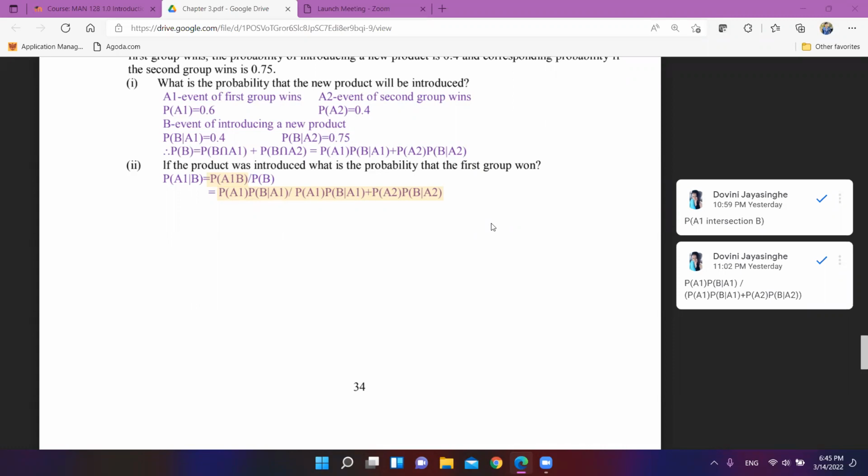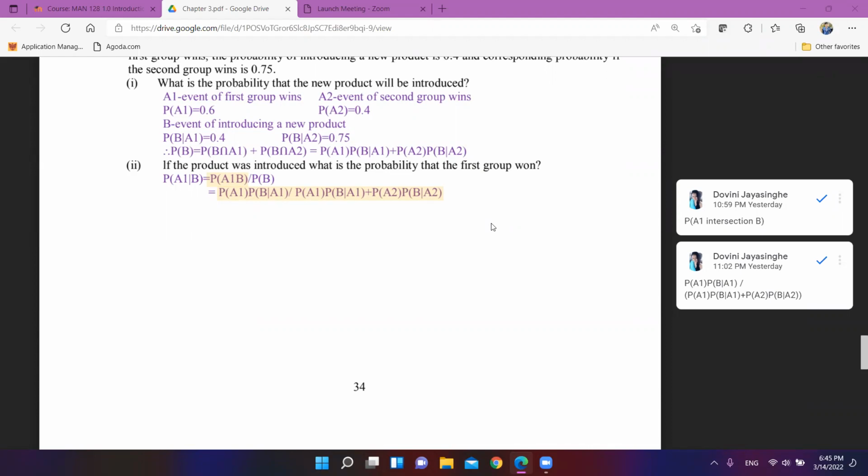You can ask the question without using the words conditional or given, but it should make sense that a particular event has already happened and they are asking about some other event. When a particular event is already happened, they are asking about some other event.